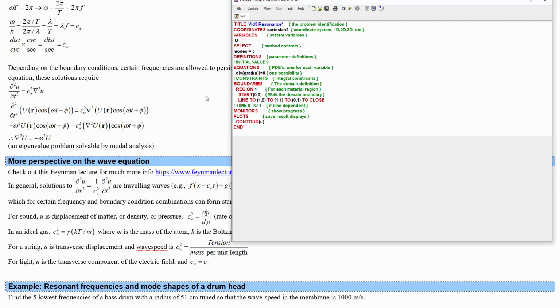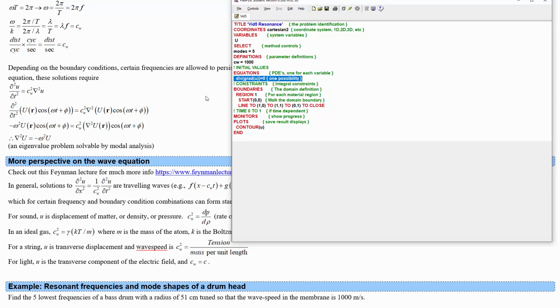Then under the definitions, we can put in the wave speed. CW is equal to 1,000. And for the differential equations, actually, it's pretty similar to this. Div grad, yet again, of U is, instead of being 0 for a pure Laplace's equation, we're going to say that it's equal to negative lambda times U.